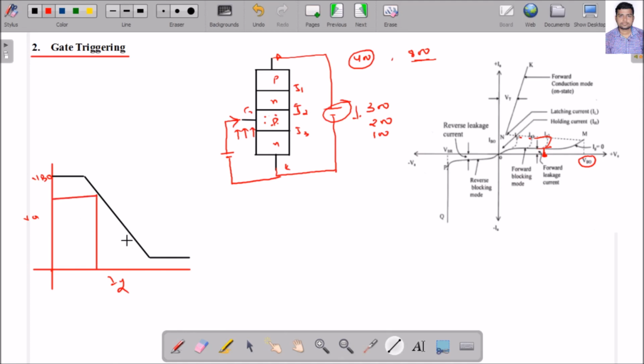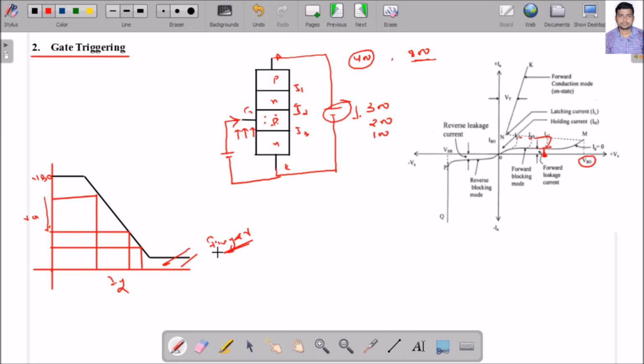If I again increase the gate current at this point, look, the voltage requirement reduces here. If I again increase the gate current, the voltage requirement again reduces. So I have seen that when I keep on increasing the gate current, the voltage requirement reduces. But it is required to give at least some amount of voltage between anode and cathode, and this voltage is known as finger voltage, that I have already discussed in the previous class.